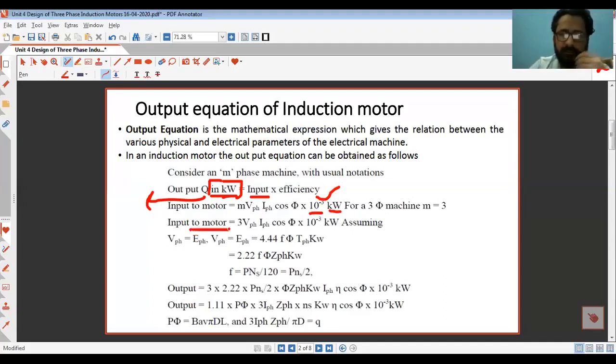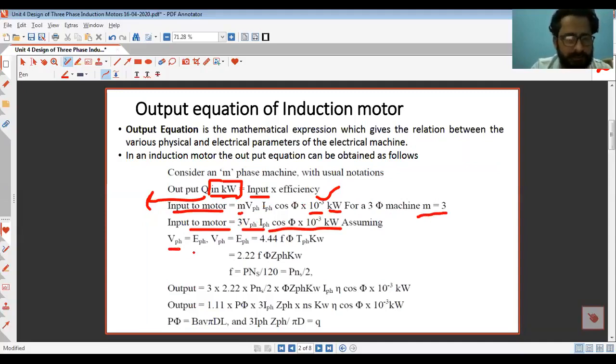So input to the motor. What input do we give to the motor? We give electrical input to the motor. So for example, it is a three phase machine. So this will be the input. This is the input to the motor, right? Okay. So for a three phase machine, instead of M, we have used 3 here.